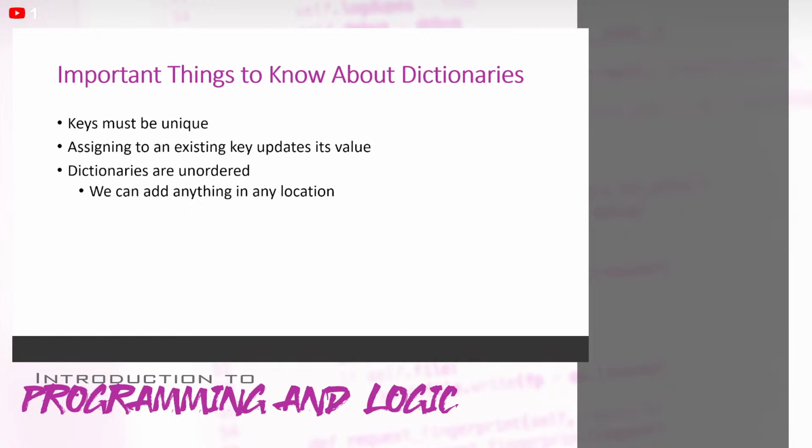And dictionaries are unordered. We can add any item in any location. The only difference being that it doesn't really matter what you're looking for because the key is what gets you to the item, not an index location or something like that.